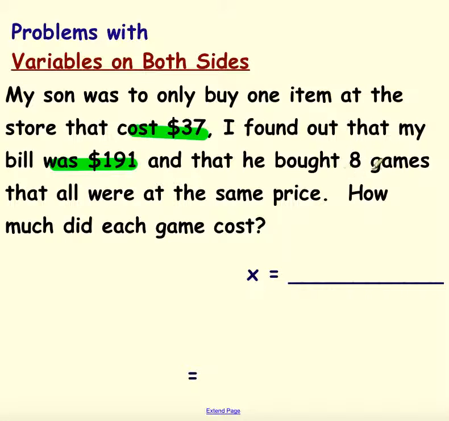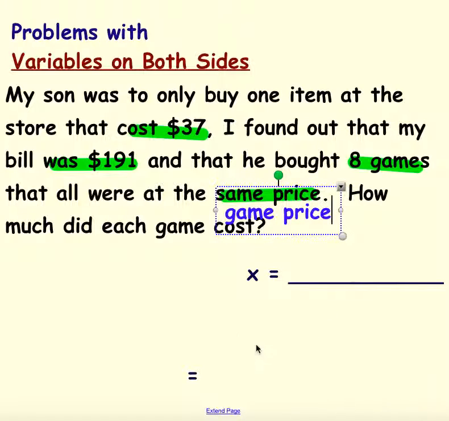Then he bought 8 games. And thankfully, they were all the same price. It's going to make it easy for me to calculate this out. So the first thing I like to do is say, okay, what's my X? They want me to find out how much each game cost. So I'm going to go with the game price. It's going to be what my variable stands for.